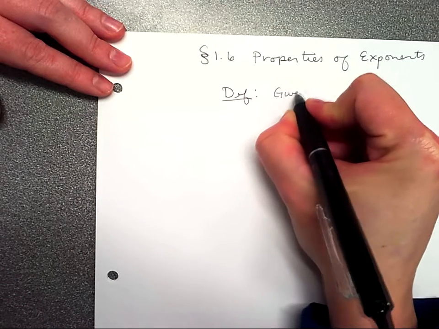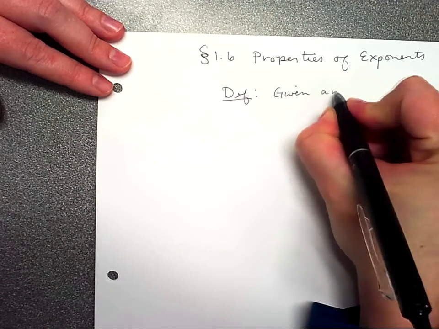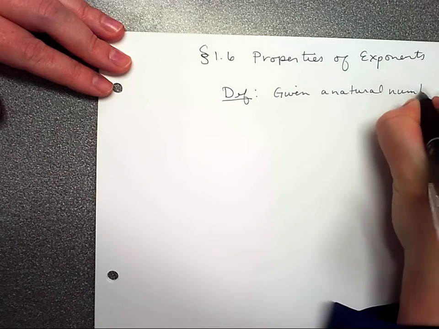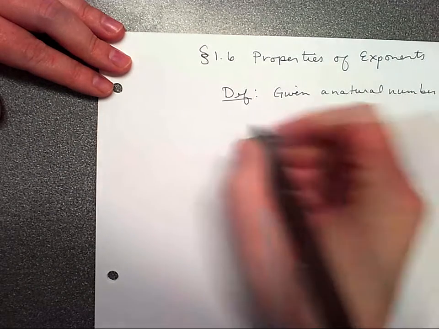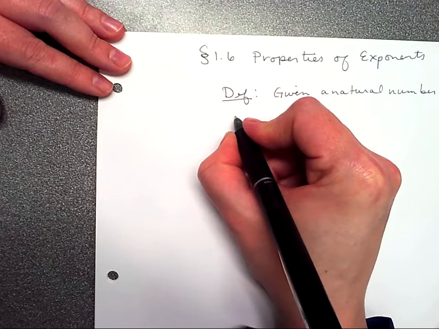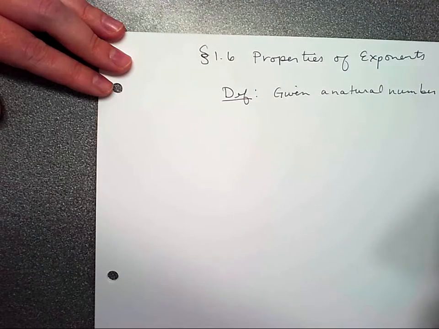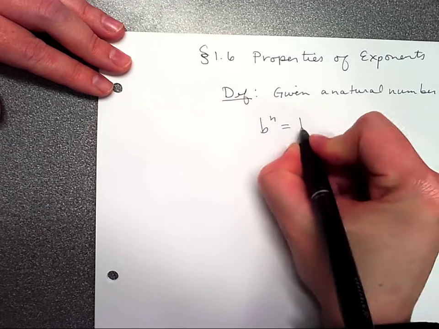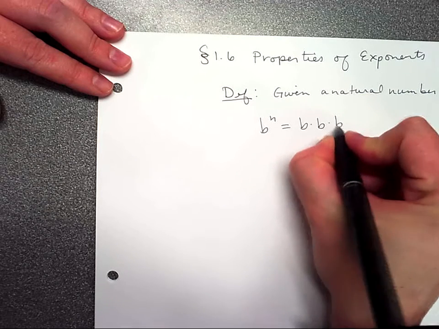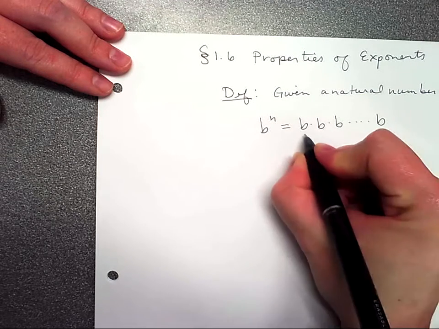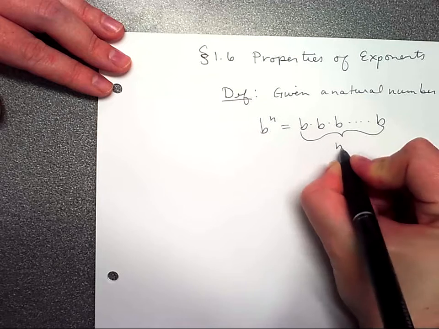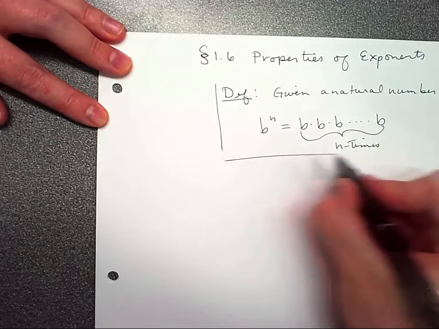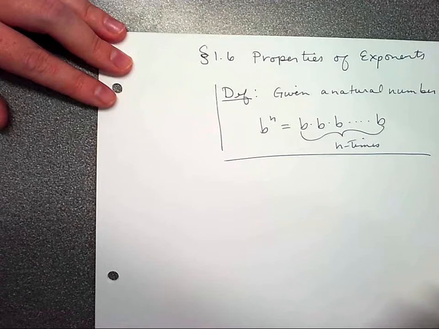Given a natural number n, b to the n power equals b times b times b times b, n times. You guys know this, right?